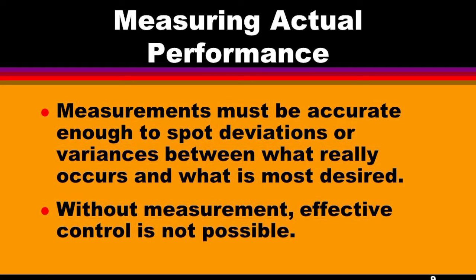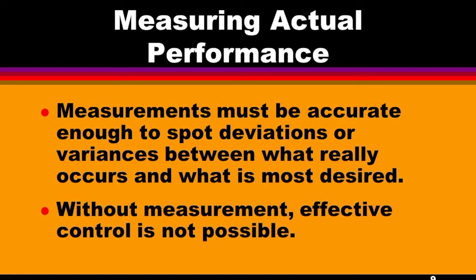Then, measuring the actual performance against the standard. Measurements must be accurate enough to spot deviations or variances between what really occurs and what is most desired. I already told you: standard output is 800. Actual output is more than 800 or less than 800. If it is less than 800, what is the problem? Those deviations we have to identify. If it is more than 800, what incentive can we offer them, because their performance is more than the standard.